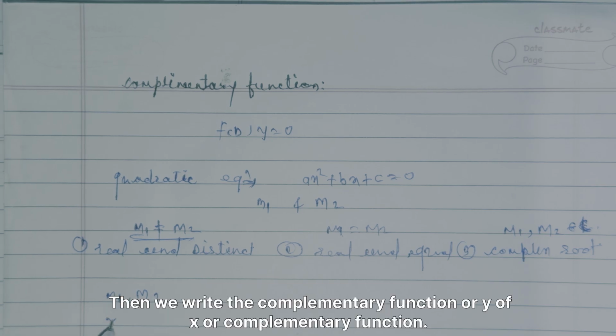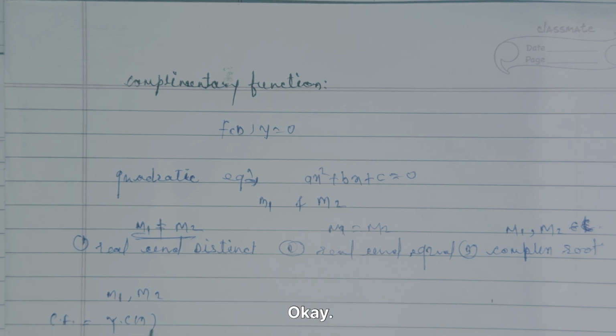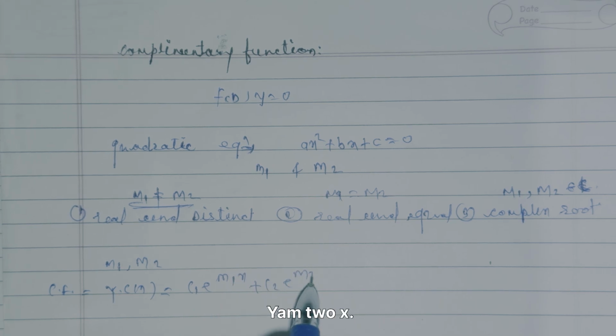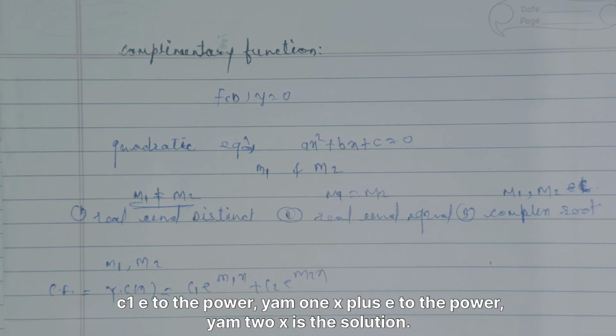then we write the complementary function as y of x equals c1 e to the power m1x plus c2 e to the power m2x. That is the solution.